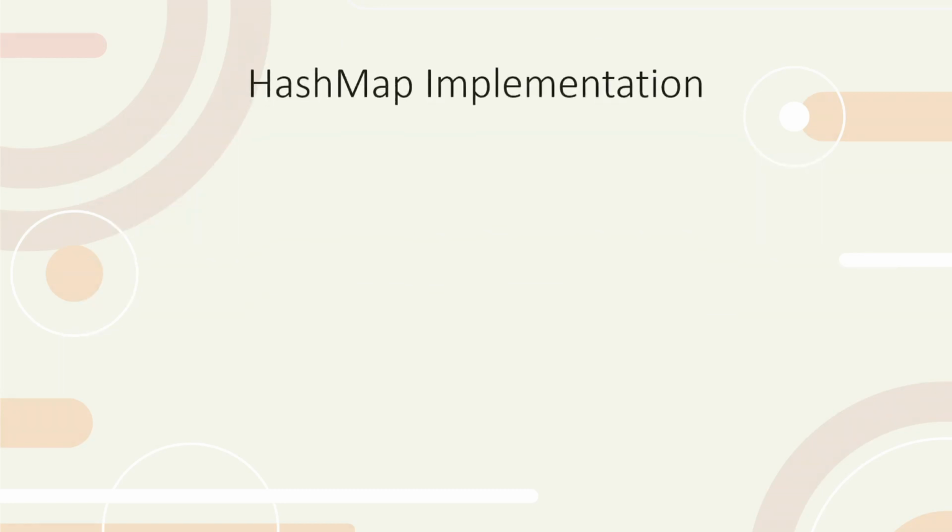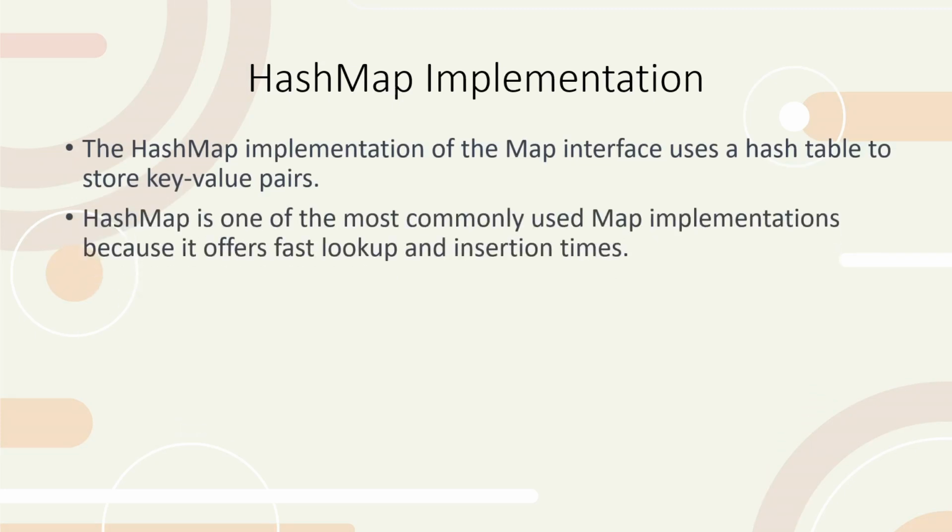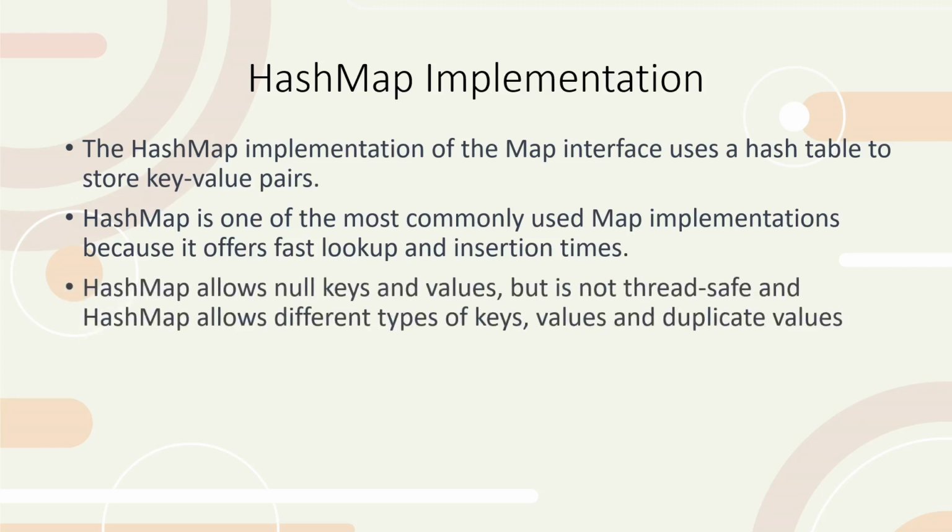Now let's look into the HashMap implementation of a map interface. The HashMap implementation of a map interface uses a hash table to store key value pair. So internally it uses a hash table to store keys and values. HashMap is one of the most commonly used map implementations because it offers fast lookup and insertion times, because it is storing inside the hash table which contains a unique hash code for each of the pair or each of the data.